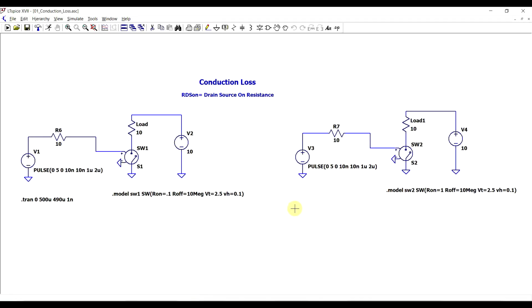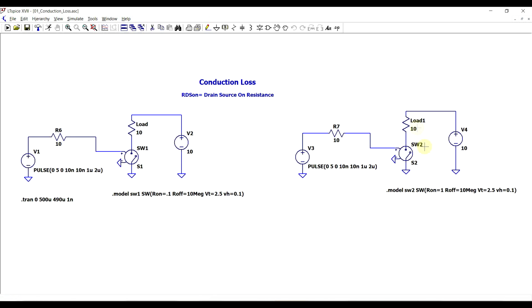To illustrate the various loss mechanisms, I will be using a set of SPICE simulations, and to keep things simple, let's start by modeling the switching transistor as a switch. And to highlight conduction loss, we only care about the on resistance of the transistor. So in the datasheet, this is found as the drain-source on resistance.